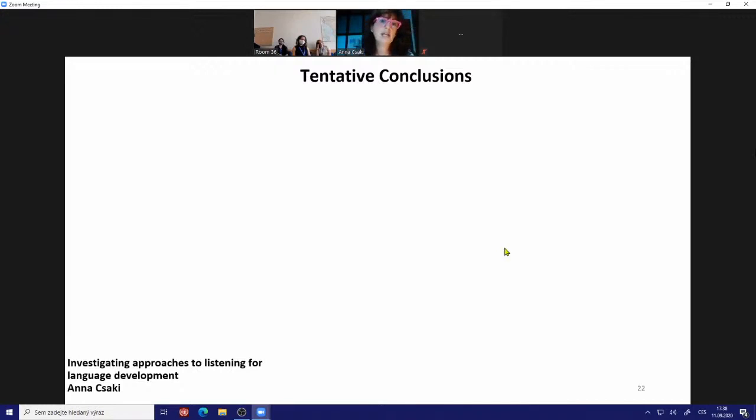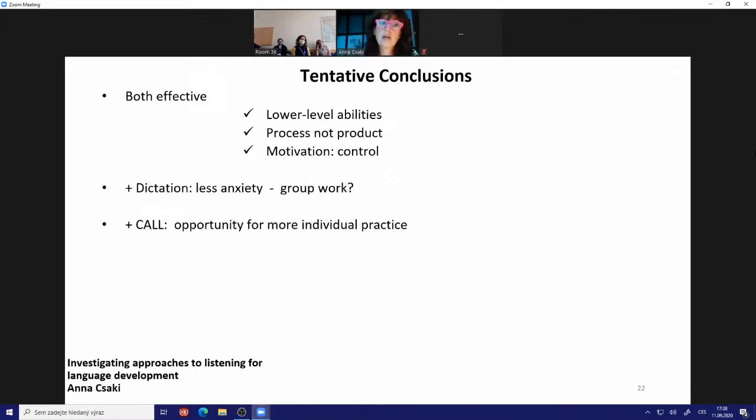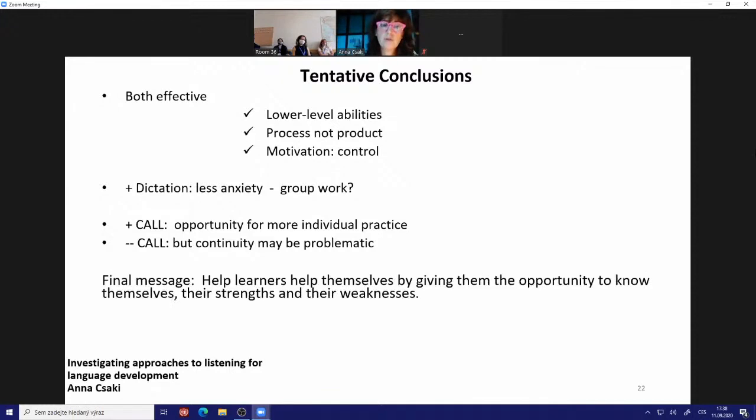Okay, my tentative conclusions are that both methods are effective. They both allow students ample opportunity for lower level abilities. They help the student focus on the process, not the product, and motivate by giving control. The dictation group did seem less anxious, according to the questionnaires. I question whether it is because they worked in groups. The CALL group, the advantage is that they have ample opportunity, unlimited opportunity really, for more individual practice, but a drawback may be continuity on the student's part.